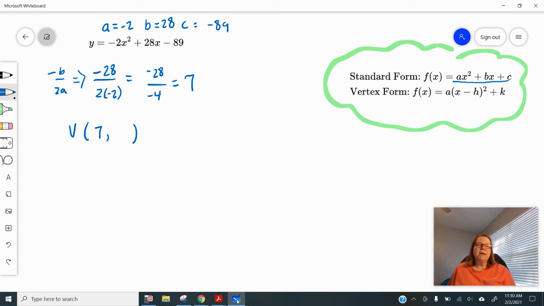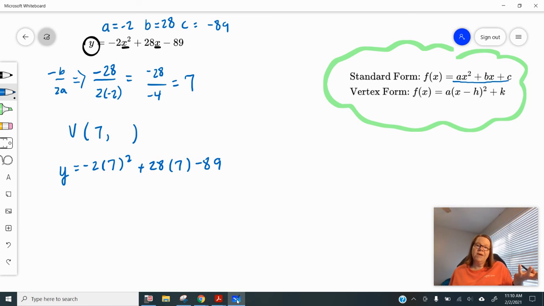So I need to plug in. Since this is y equals right here, I'm finding my y value. So I'm going to replace those x's with a 7. So I'm going to say, okay, y equals -2x squared plus 28x minus 89. And notice every time I said x, I wrote a parentheses because I'm using substitution. I'm just plugging in. Where there was an x, I'm going to substitute a 7, because that's my x value, right?